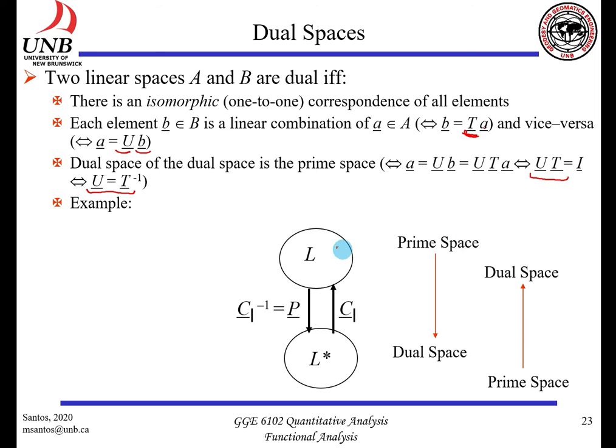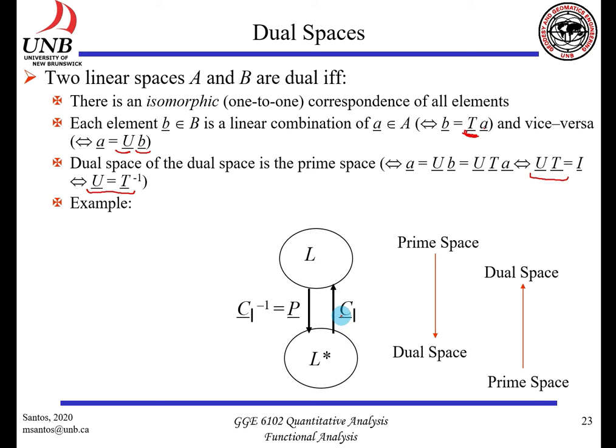So let's look at this idea of dual spaces. Instead of A and B, let's call them L and L star. This is the prime space, and this is the dual space. We can relate the prime space and the dual space by the weight matrix, matrix P, and we can relate the dual space to the prime space by the inverse of the weight, which is the covariance matrix. In this case we're dealing with observation spaces.